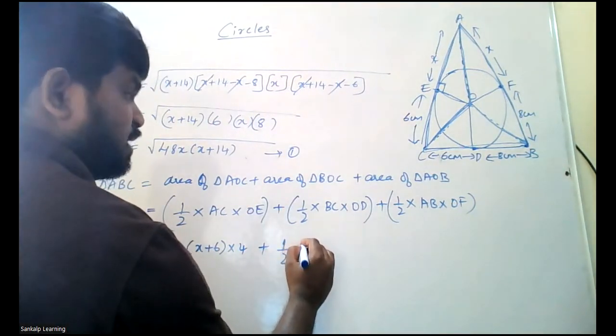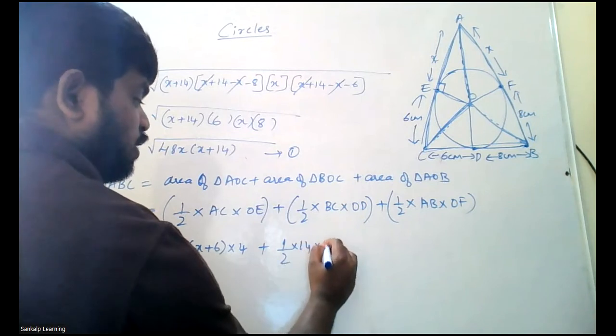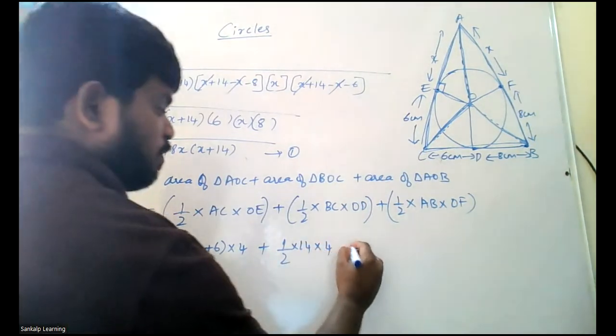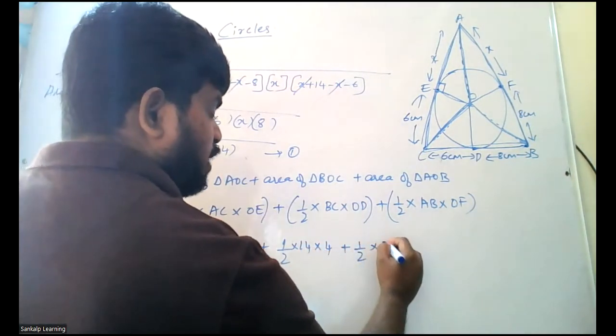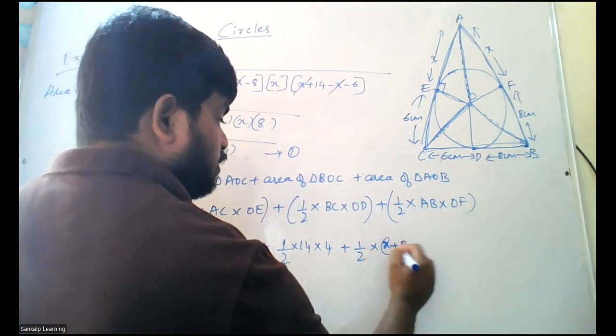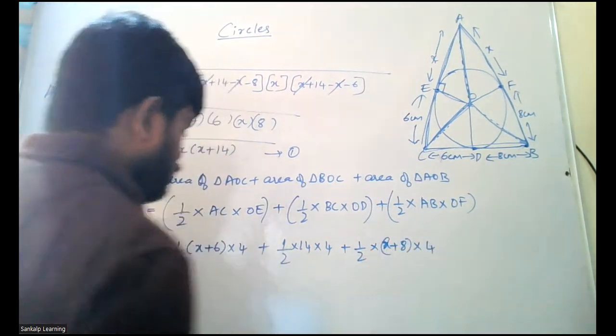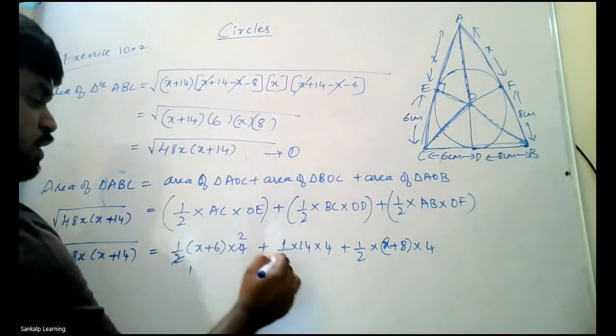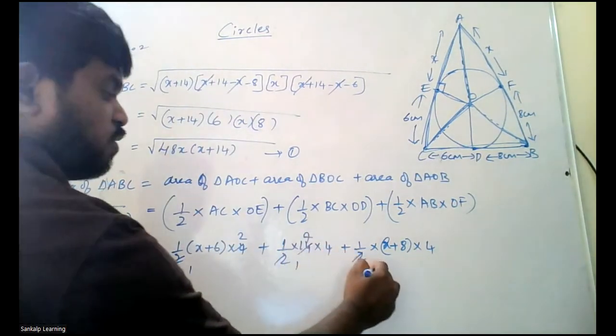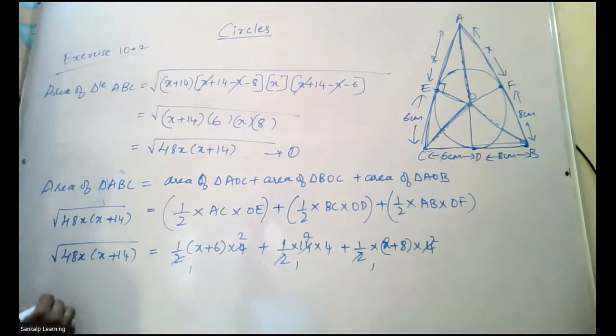Half BC value is 14 into OD value is 4, plus half AB value is x plus 8 into OF is 4. So let's cancel it. 2 ones are 2, 2 twos are 4, 2 sevens are 14. So what are you left with?